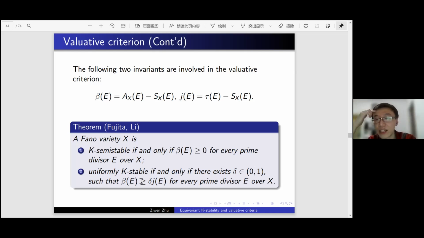So there's also some history in the study of the relation between slope stability and K-stability, but they're definitely not equivalent. Just considering test configurations from deformation to the normal cone is not enough for K-stability, but the notion of slope stability itself is definitely also of interest.